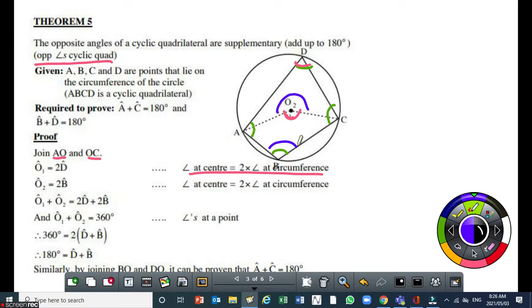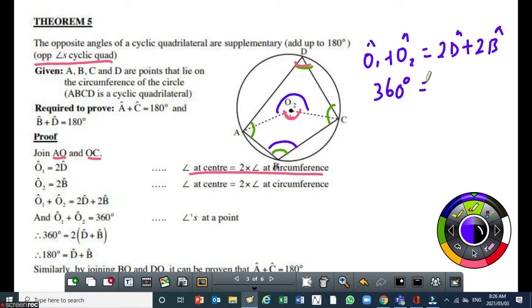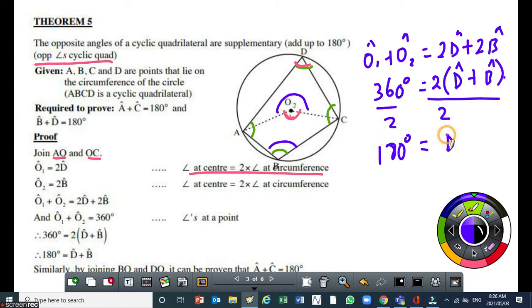Because of that, you can end up equating. If angle O1 plus angle O2 is equal to 2 times angle D plus 2 times angle B, and we know that O1 plus O2 is equal to 360, we substitute it by 360 degrees. Then we use factorization on the right-hand side: we factor out 2, and we're left with 2 times angle D plus angle B. Then you divide both sides by 2. You're left with 180 degrees on the left, and on the right you have angle D plus angle B, which means if you add angle D and angle B, you must get 180 degrees, which is what the theorem says. The opposite angles of a cyclic quad are supplementary.